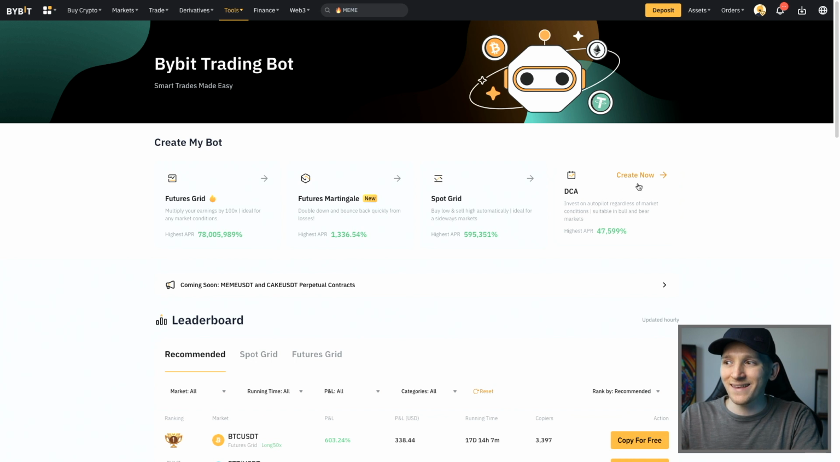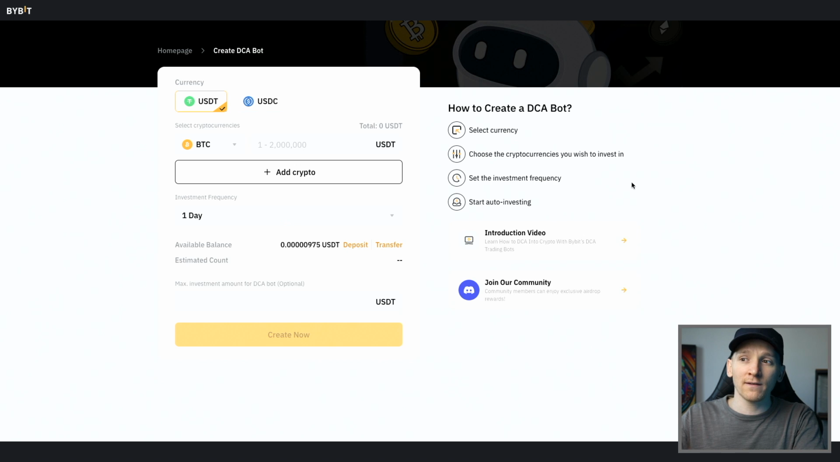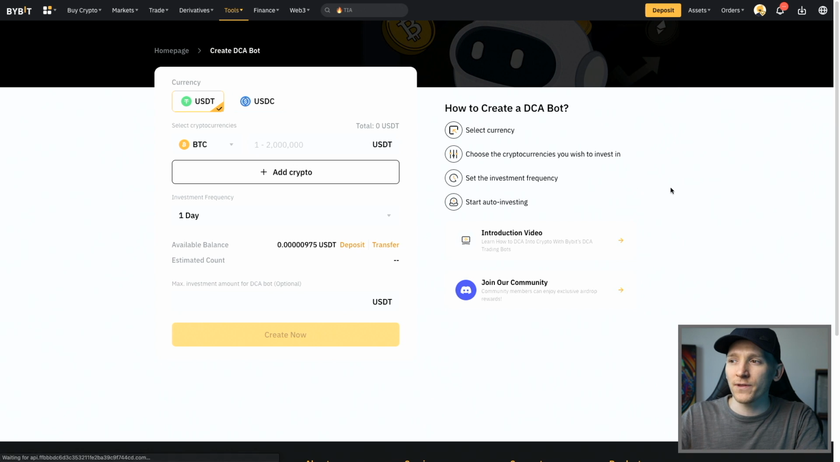But we're going to go to DCA, so create now. Now, DCA is dollar cost average. So this is really a bot to just set up consistent purchases of cryptos that you want to buy. So obviously you need some assets on the platform first.